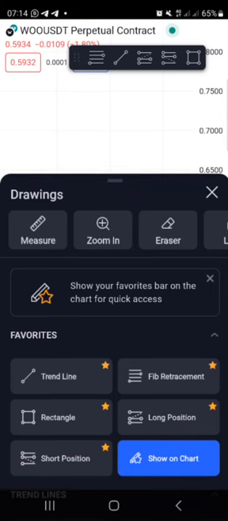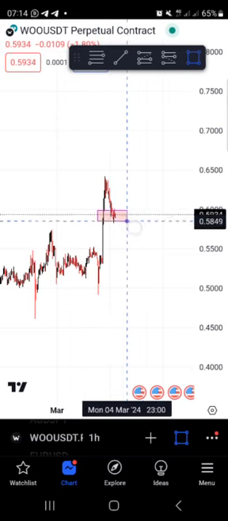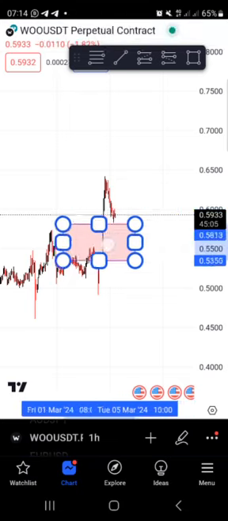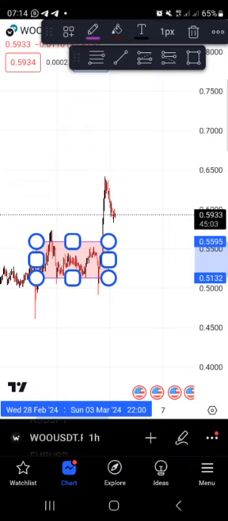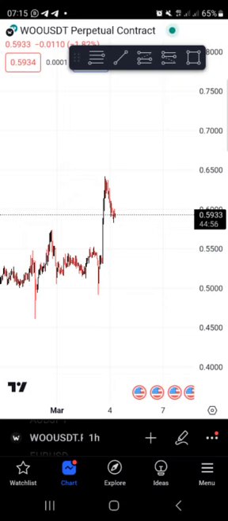You can click on rectangle. This rectangle is for when you want to focus on a point of interest, POI. Once you click there, you can drag it and it's going to draw a rectangle. There are other shapes, but we mostly use the rectangle. Maybe you want to focus on a particular area and analyze it. All these are just analytic tools. But now let's focus on the long and short order.